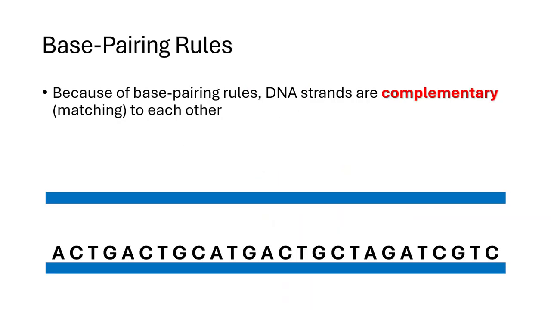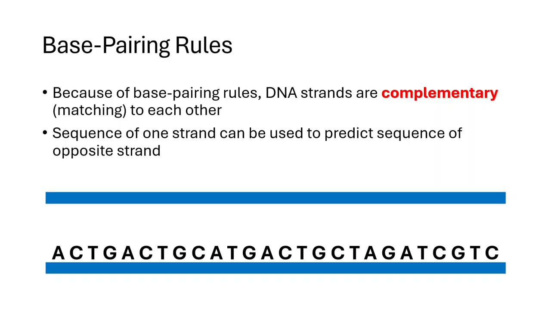So remember our base pairing rules from talking about the structure of DNA. Because of this, DNA strands are complementary to each other, meaning they match. So you can use the sequence of one strand to predict the sequence of the opposite strand. So if we remember, A pairs with T, C pairs with G, T pairs with A, and then we can just continue predicting the strand that is complementary to this strand. And that is as far as I'm going to go. I'm going to put this on your notes so that you can complete the rest of this strand yourself.